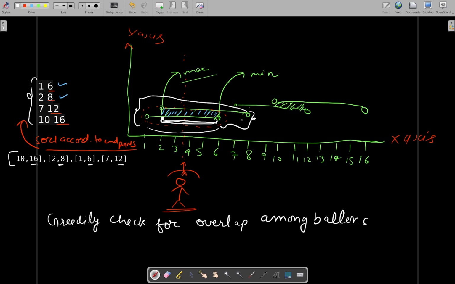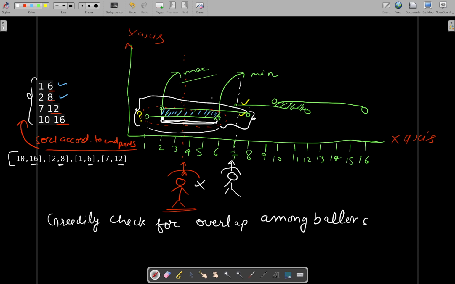bursted. If let's say the person is standing here, and instead of this one he decided to shoot the arrow from this direction, and he ends up bursting which two balloons? Let me change color again. These two balloons. Okay, but you can see, what about this balloon? This balloon will remain unaffected, because these two are already gone and there was no common overlap between these two and this third one.